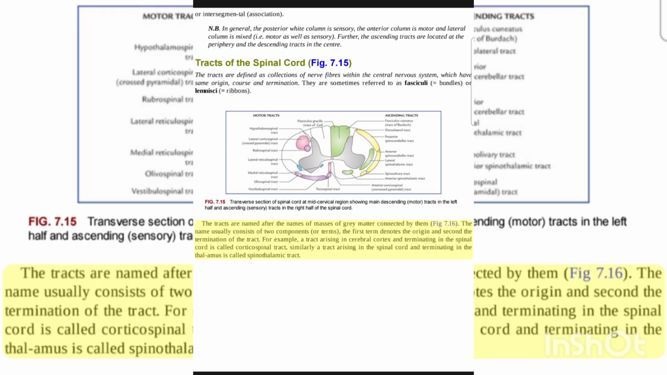For example, a tract arising in the cerebral cortex and terminating in the spinal cord is called the corticospinal tract. Similarly, a tract arising in the spinal cord and terminating in the thalamus is called the spinothalamic tract.